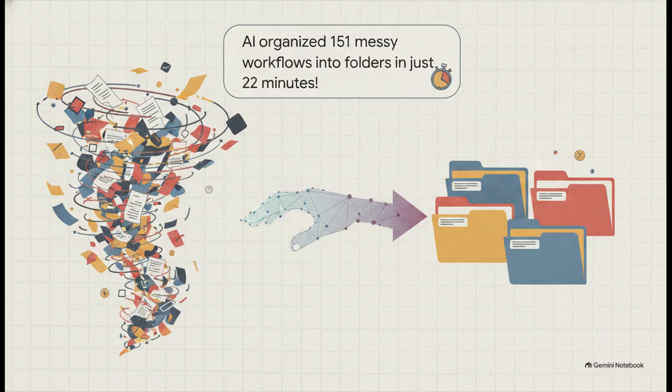I have to share this practical example from the source material. Imagine just asking your AI to tidy up your cluttered workspace and it actually does it. The developer had a test instance loaded with 151 messy, completely unorganized workflows spread across multiple pages. He simply asked Claude to organize them by topic. In just 22 minutes, by making 180 autonomous API calls, the AI sorted everything perfectly into designated folders. I mean, that is just total magic.